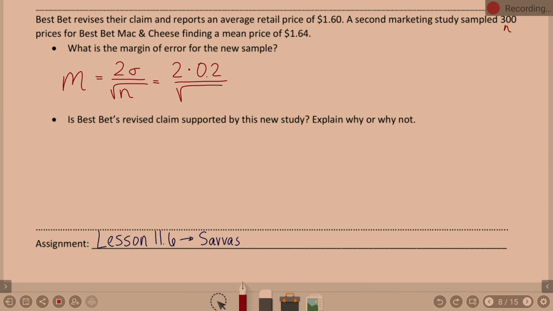This is not an easy one to figure out. 11.6 is in Savas, okay? All right. Do the math. Grab the calculator. It's definitely a decimal.